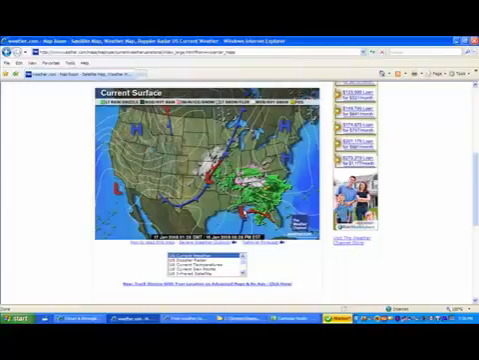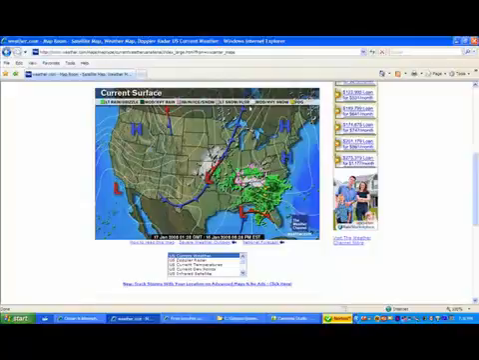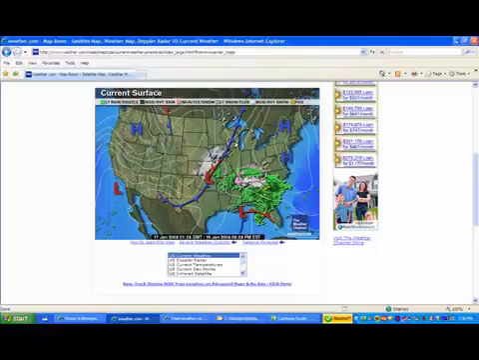Also notice this blue line here. You're probably aware of this. This is called a cold front. Typically cold fronts will move from west to east across the U.S. They may move directly eastward, they may move to the northeast, they may move to the southeast, but there's some west to east movement of cold fronts.